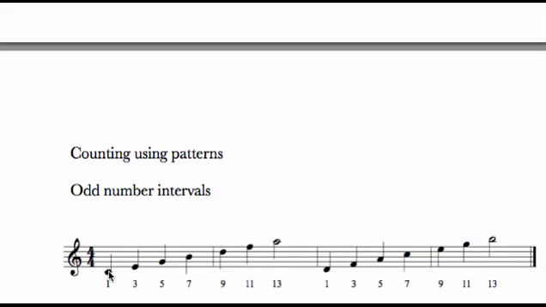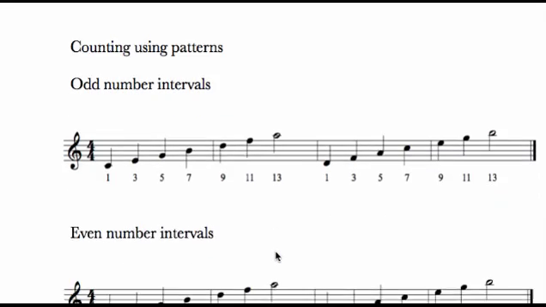And the same would be true for the line notes. Going from C to E, line to line, that's a third. If you count 2 lines to be a fifth, 3 lines a seventh, 4 lines a ninth, 11th, 13th. What about the even number intervals?